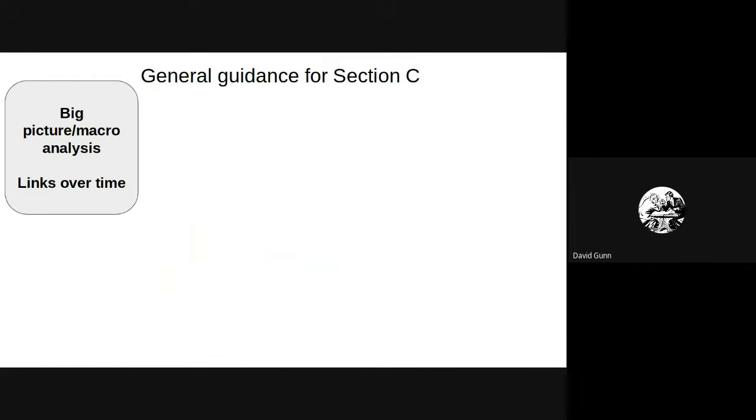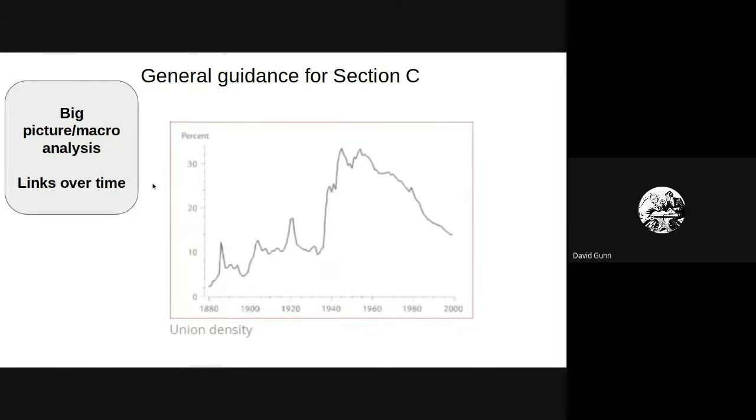So really the thing to remember with Section C is that it's about big picture, macro analysis of the topic, the period in question. The depth questions are going into detail, like looking at things under a microscope. The Section C breadth questions are about taking a real step back and having a synoptic overview.